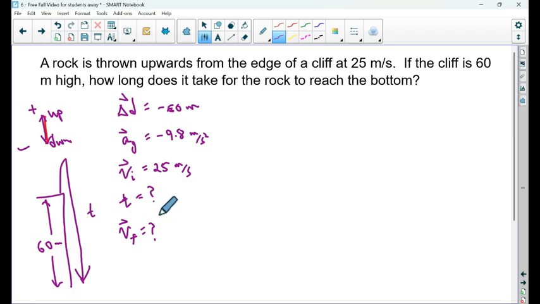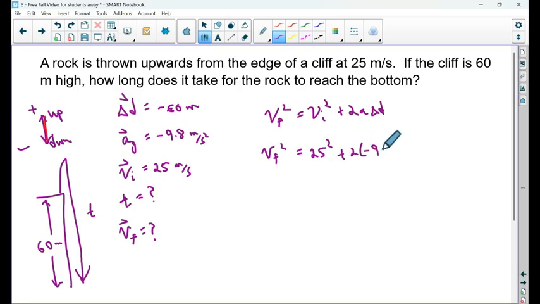We already did solve for t. Let's just try solving for final velocity. Okay, the question didn't ask for this, but I'm going to solve for final velocity. Final velocity squared equals initial velocity squared. Oh, sorry, I shouldn't have the vector hats on those. Let me get rid of that to be proper. Final velocity squared equals initial velocity squared plus 2 times acceleration times displacement, right? Plug our stuff in. Final velocity squared is 25 squared plus 2 times negative 9.8 times negative 60.